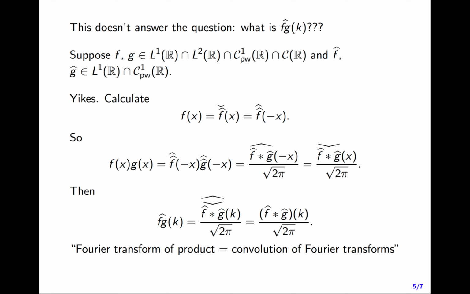So the Fourier transform of the product is the convolution of the Fourier transforms, up to a factor of root 2 pi. And as usual, remember that our conventions for where the 2 pi or the root 2 pi goes may not be the same as some other books or some other papers. So if you're reading somebody else's writing, make sure you know where the 2 pi goes.